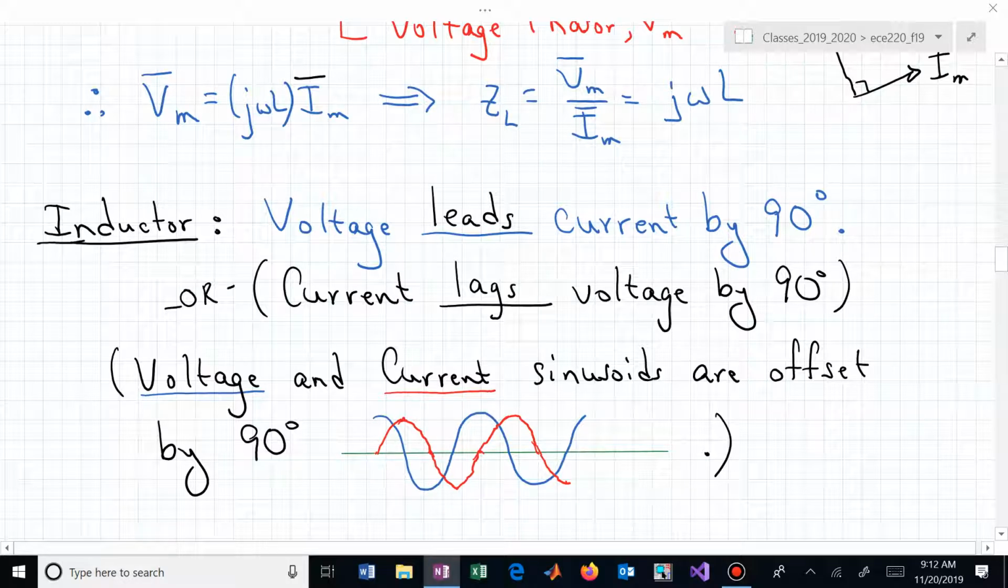Not a great picture, but you can maybe see that we have a blue curve and a red curve. And the blue curve is the voltage. That's actually ahead of, or the peaks occur a quarter of a period ahead of or before the red peaks. So I've tried to color code this.